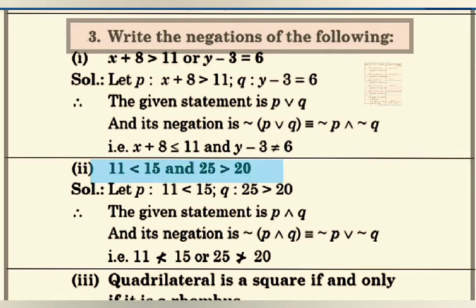Second, 11 is less than 15 and 25 is greater than 20. Solution. First, the P statement: 11 is less than 15, and the Q statement: 25 is greater than 20. Then the symbolic form is P and Q. Here the word "and" is used, so it is the conjunction P ∧ Q. Its negation is negation of (P and Q), which is negation P or negation Q. That is, negation P, right, first here.